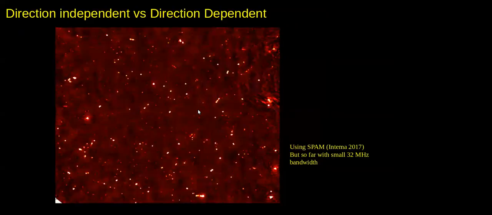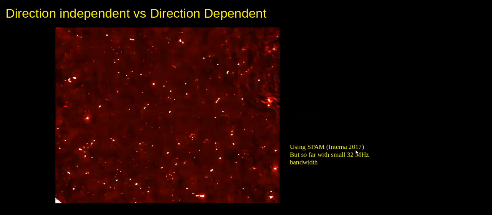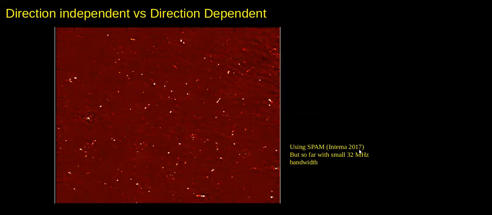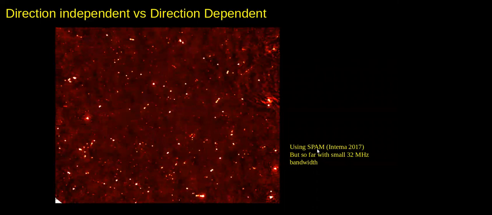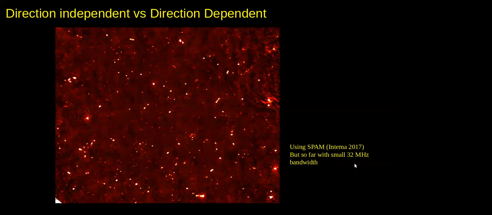Now, direction independent versus direction dependent. I will not tell you how to do it. There is a package called SPAM, written by Huib Intema in Leiden, and there is a paper by Intema 2017, which is the TGSS paper. You can look into that, and it is publicly available. You can install it and do direction dependent calibration. But so far, it has been applied to a small 32 megahertz bandwidth. We also applied this to only 32 megahertz bandwidth around 325 megahertz.